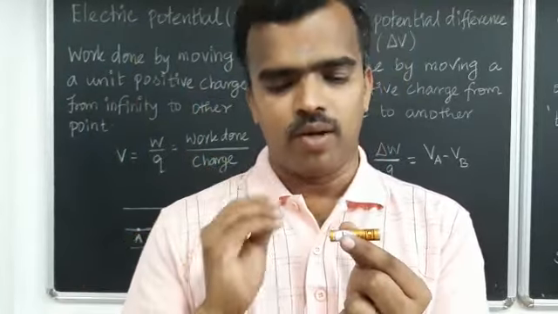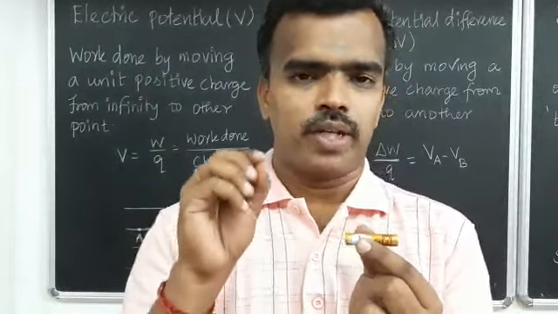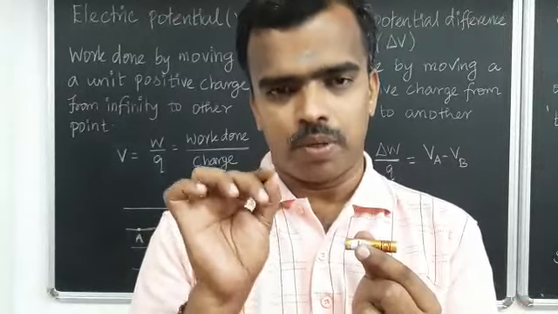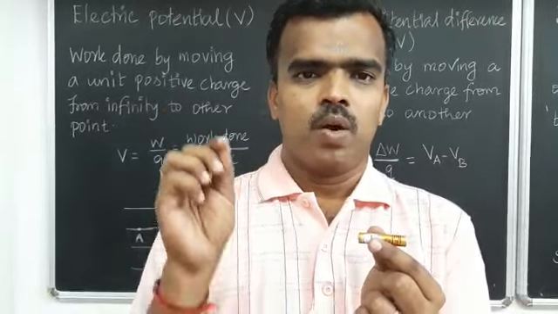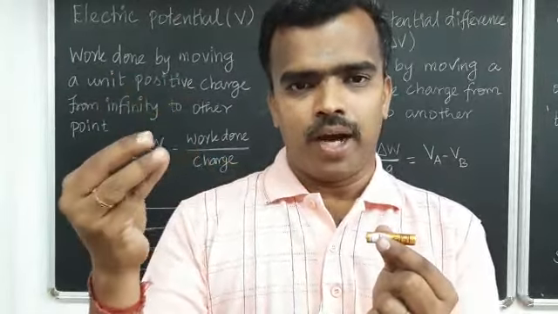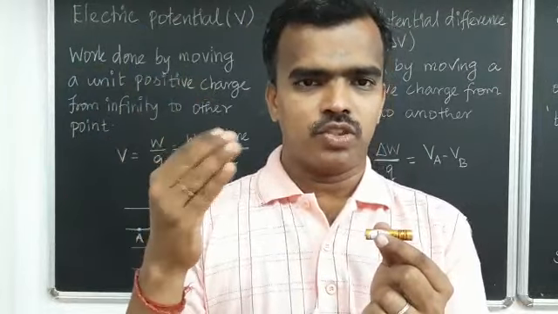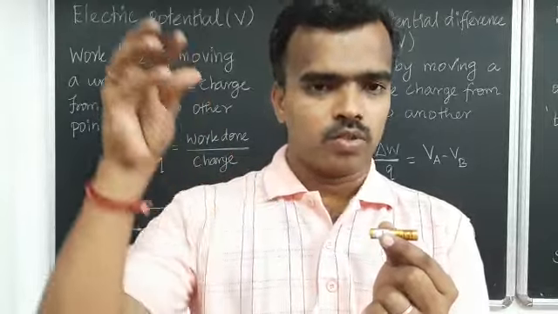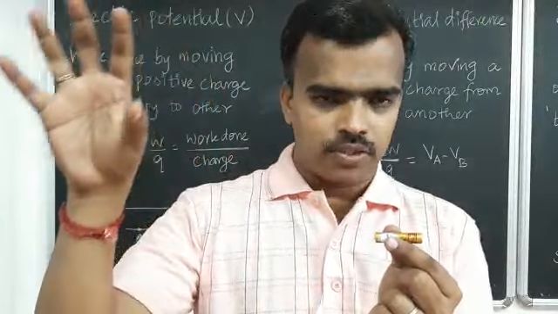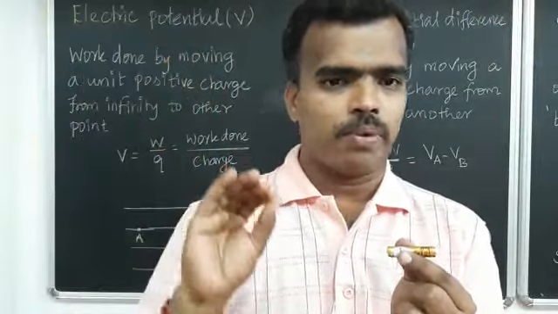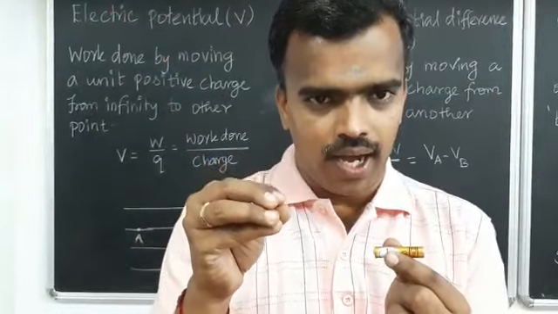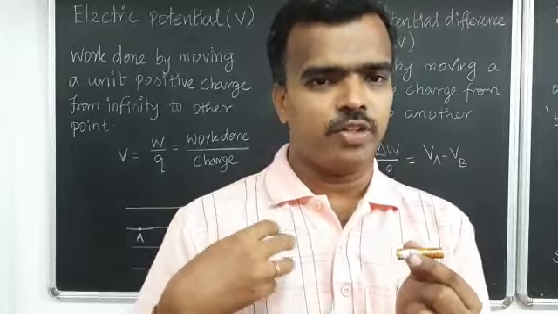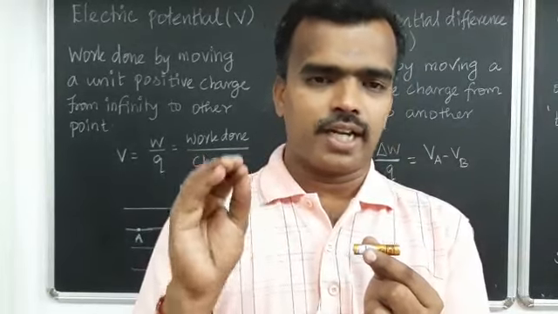Now we are going to discuss electric potential and potential difference. Electric potential means we are carrying a unit positive charge from infinity to one point. Only one point. We have brought one positive charge from infinity to one particular point. For that we must apply some amount of work done or energy. That is electric potential.